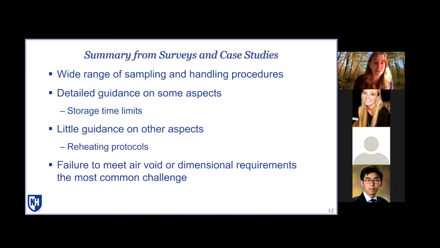From the surveys, the most common challenge that both state and partner labs noted was the failure to meet air void or dimensional requirements. Some labs have developed a very good procedure and very good guidance for this, while others, specifically those newer to performance testing, have more of a challenge with that. And there are strategies that folks have developed for minimizing failures in specimen fabrication to meet these requirements. And the last thing, operator and skill, is something that everybody recognized is very important for this whole process.